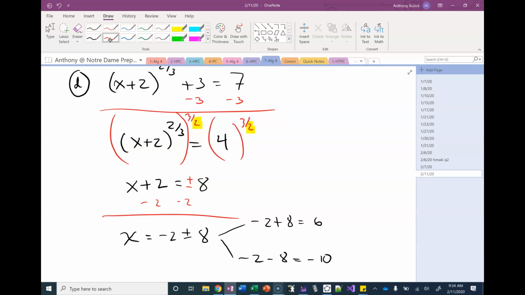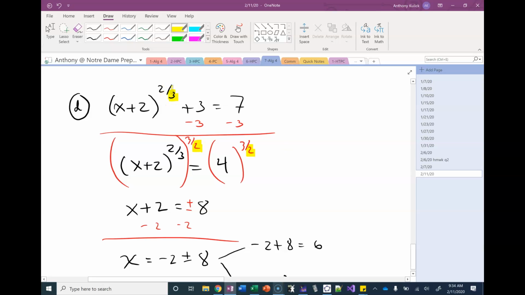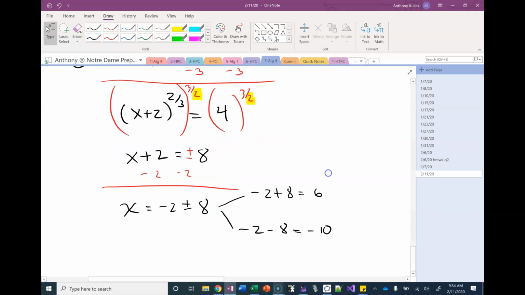Is everybody okay there? Do I need to check this problem? So if I go back and look at the beginning, that's an odd root, correct? Do I need to check that? No. So I have 2 solutions here, positive 6 and -10.